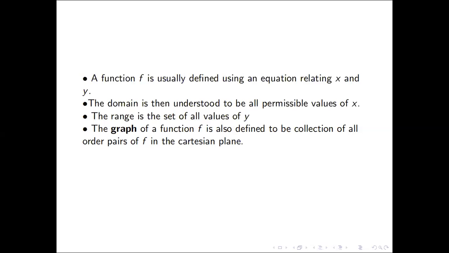And using that equation and the set of ordered pairs generated by that equation, we can collect all those ordered pairs. There are infinitely many ordered pairs. And then we plot them all theoretically, okay? Of course, physically, it's impossible to do it by hand, but we collect them all on the Cartesian plane, and we try to connect all those points using a continuous and smooth curve. Then that curve will be called the graph of the function. So it's defined to be the collection of the ordered pairs of f in the Cartesian plane.